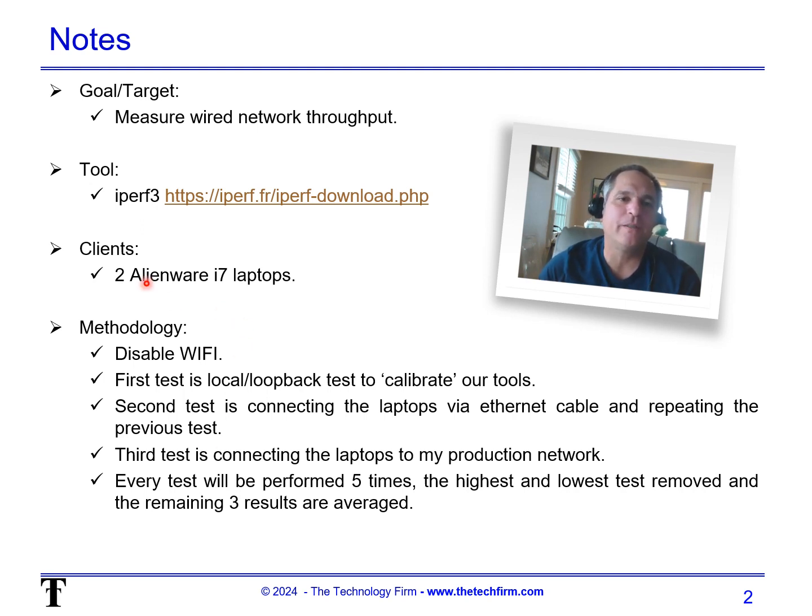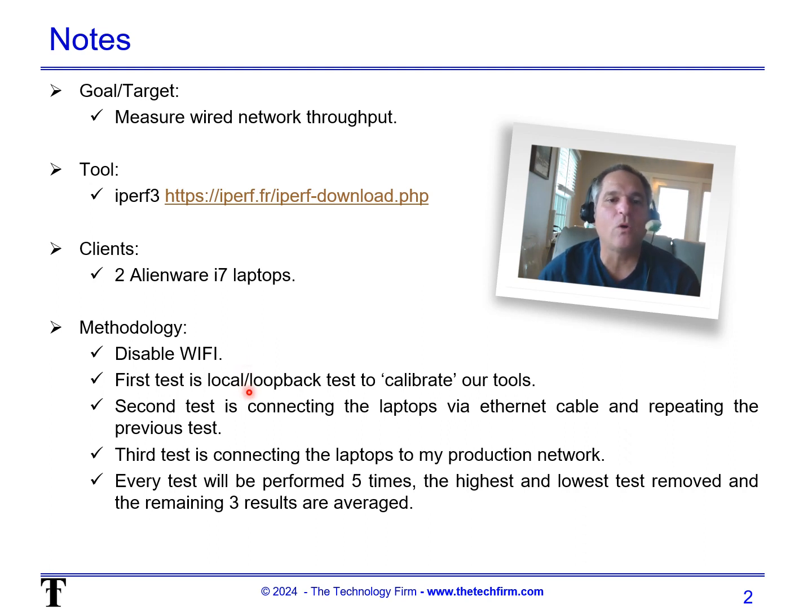So what do I do? I set myself a goal. We talk about this in the session. Real simple: measure wired network throughput. That's it, right? It doesn't have to be very complicated, not very long. State the tool that I'm going to use, explain some of the equipment I'm going to use, 2 Alienware i7 laptops, and the methodology. So I'm going to disable my Wi-Fi on my laptop, make sure it doesn't sneak out of there or affect me in any way.